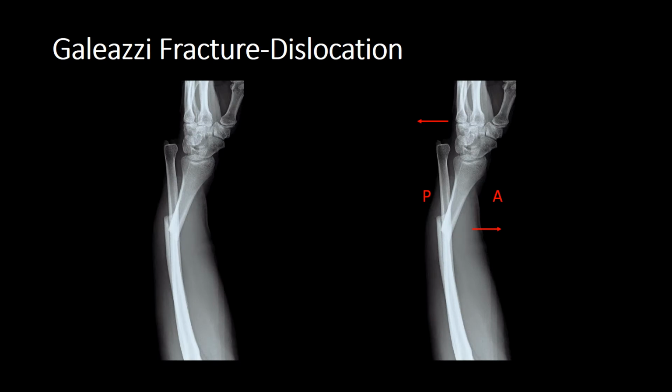Now let's look at the Galeazzi fracture dislocation from the lateral aspect. Remember, we always talk about the distal fragment in relation to the anterior portion. So with the lateral view, this is our anterior surface and this is our posterior surface. And we can see that the fracture fragment of the distal radius has marked anterior angulation. And here we can see that the dislocation of the distal ulna has displaced or dislocated posteriorly.